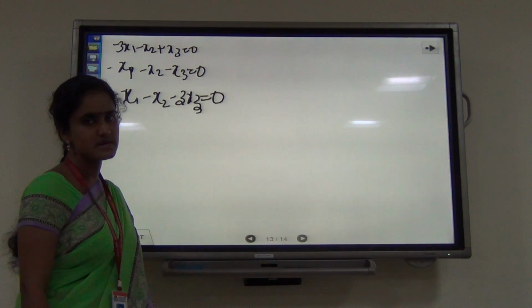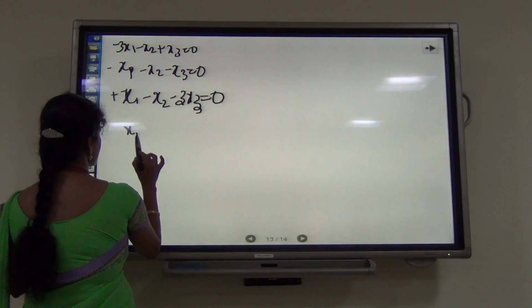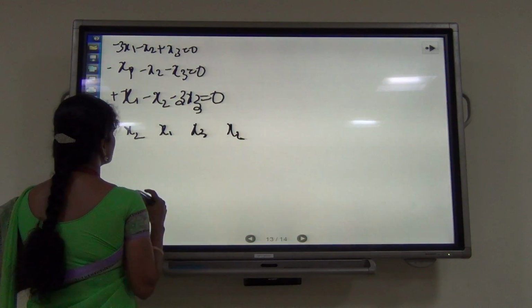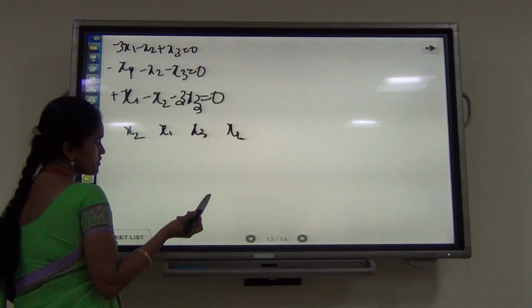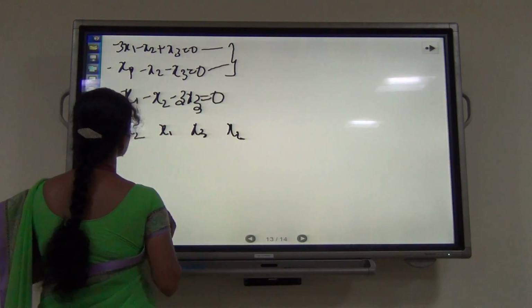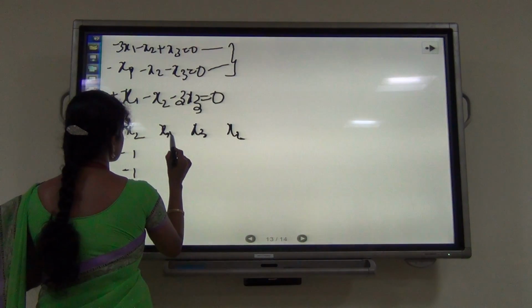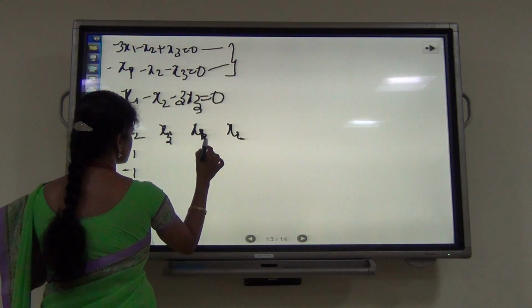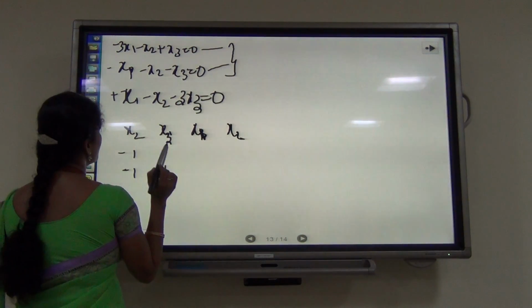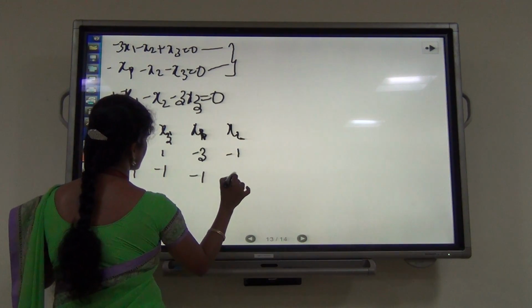So, by cross multiplication, let us find the third vector. In order to do cross multiplication, collect the coefficients of x2, x1, x3, again x2. From any two equations, you can do cross multiplication. So let us consider these two equations. It is minus 1, minus 1, x1, x3. This is x3 and this is x1. So the x3 coefficient is 1, minus 1. x1 is minus 3, minus 1. x2 is minus 1, minus 1.